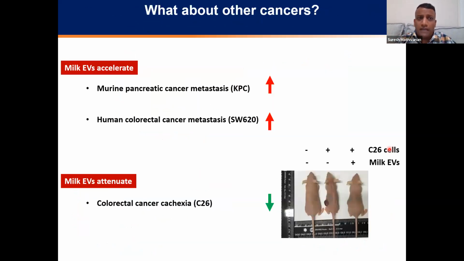So we also checked other cancers like pancreatic cancer and human colorectal cancer, with similar data where milk EVs accelerated metastasis. We looked at cachexia in a way, but these are xenograft models where it reduced cachexia. However, because these are xenograft models, the results were different, right? So we could not completely believe this, because if you use syngeneic and orthotopic models, then the results are different, where milk EVs are accelerating metastasis.